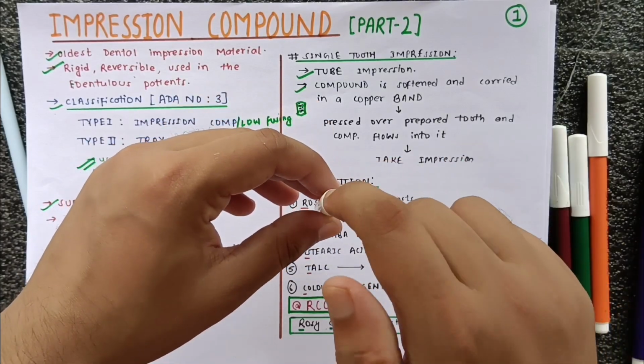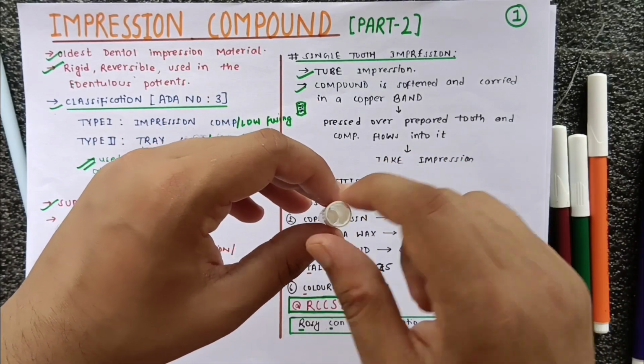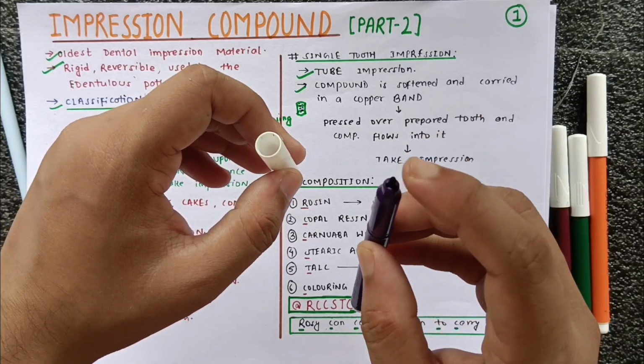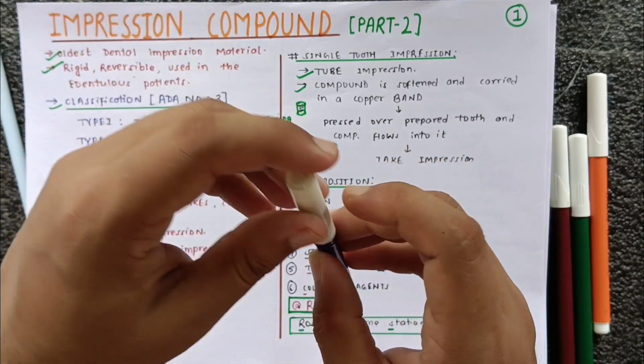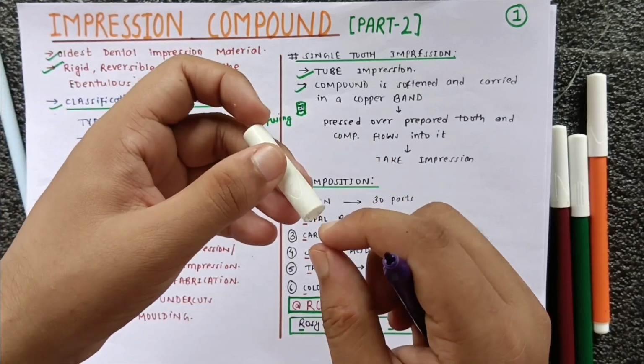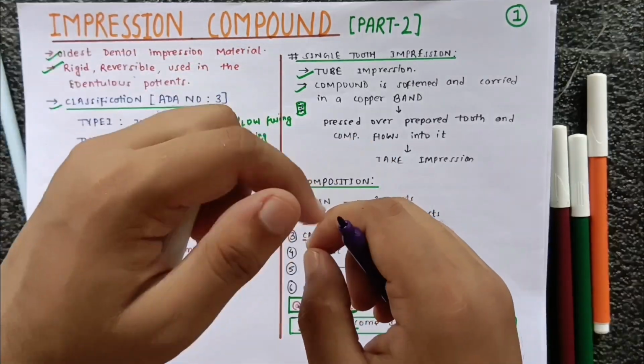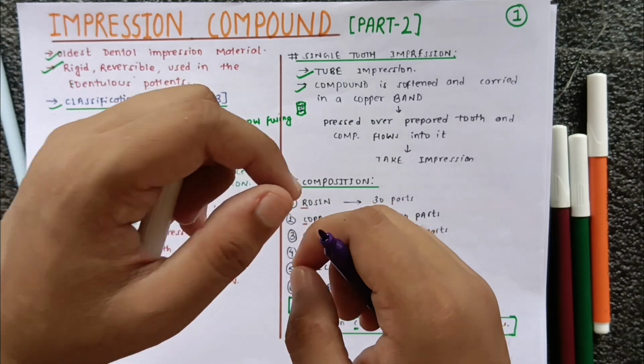So this is a copper band, I have just filled the impression compound in this band, and this is a tooth. Okay, so this is a prepared tooth. What we do is we put this like this. When this impression compound flows over this area, it will take the impression of this prepared tooth.